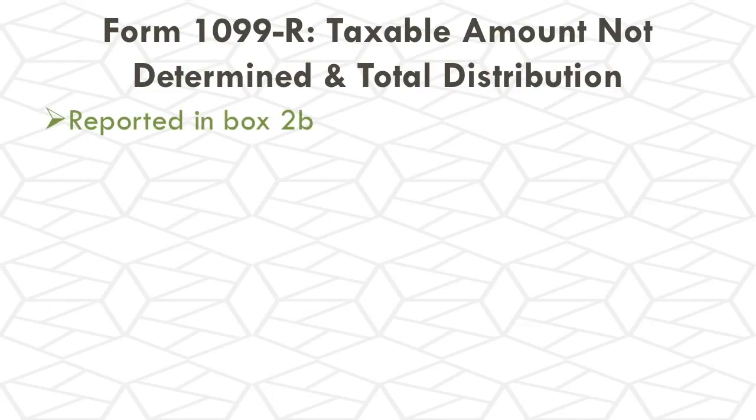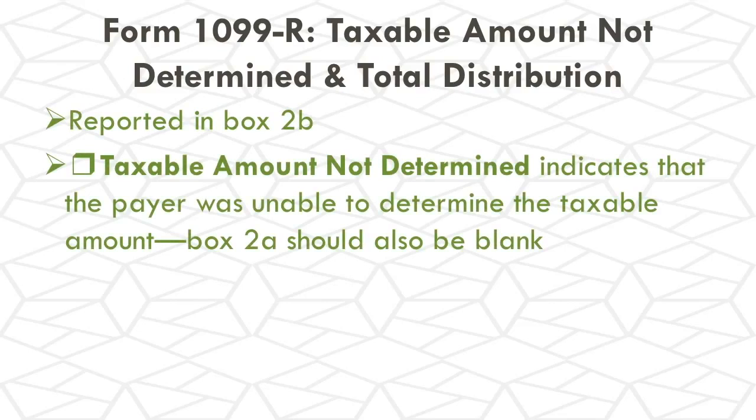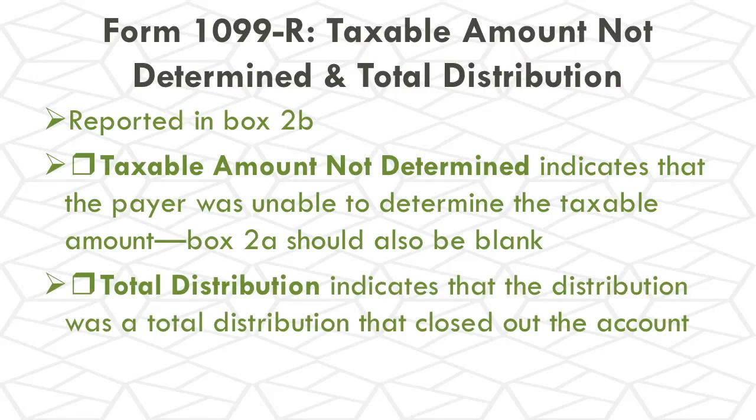The next box, taxable amount not determined and total distribution in 2B. Taxable amount not determined indicates that the payer was unable to determine the taxable amount. So if this box is checked, box 2A also should be blank. Total distribution indicates that the distribution was a total distribution that closed out the account.